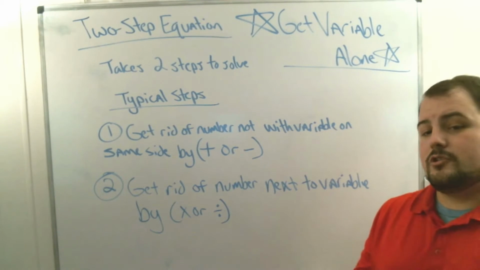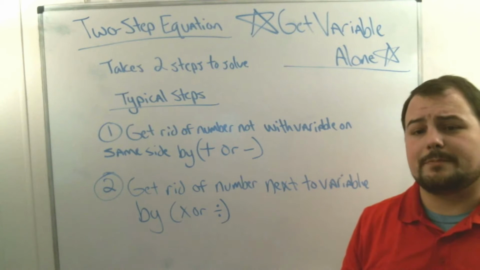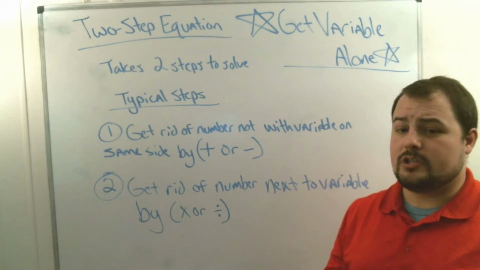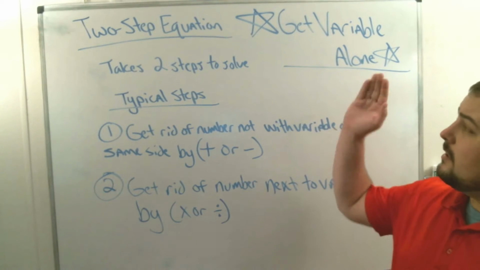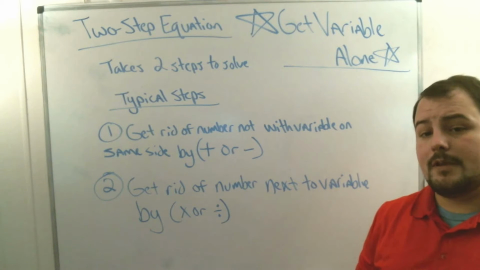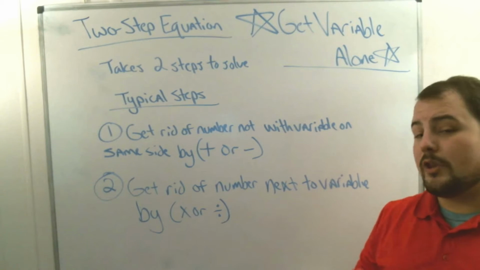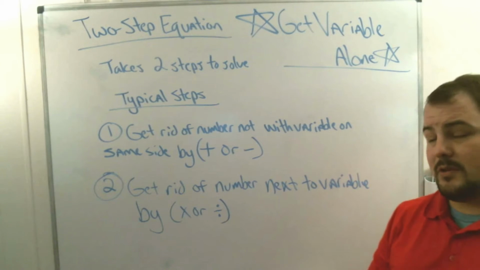One of the things I want to do before we start solving two-step equations is go over what a two-step equation is. A two-step equation is an equation that takes 2 steps to solve. What you want to do in a two-step equation is get your variable by itself. Algebra is all about figuring out what the variable is equal to. So we're going to get the variable by itself when solving two-step equations.